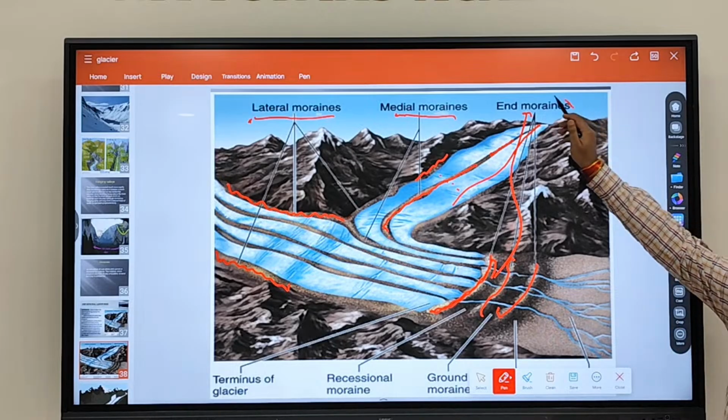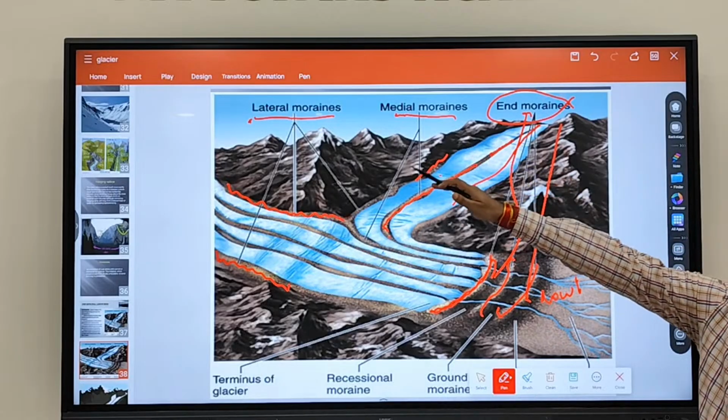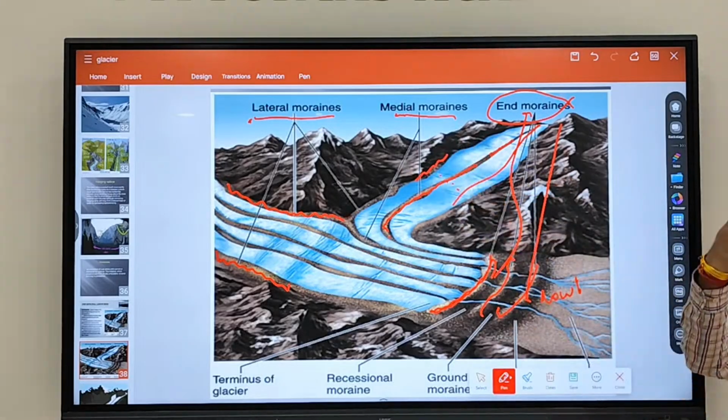So end moraine is going to be a feature of what? Lowland features. While medial and lateral, you can find them at the highland. Medial and lateral moraines you can find also at the highland. So that's why moraines can be both types of feature. It can be lowland features also, and it can be highland features also.